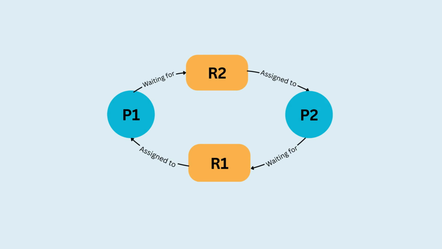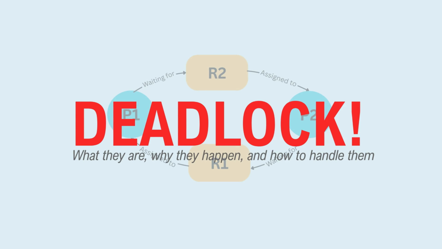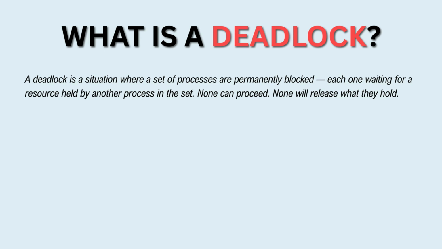Today we are going to understand what happens when threads block each other from making any progress at all. That is called deadlock, and by the end of this video you will know exactly what causes them, how to think about them, and what real systems actually do about them. Let's get started. A deadlock is a situation where a set of processes or threads are permanently blocked.